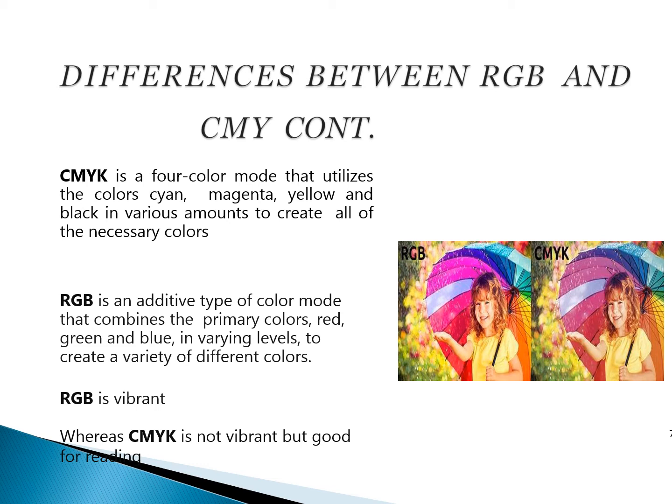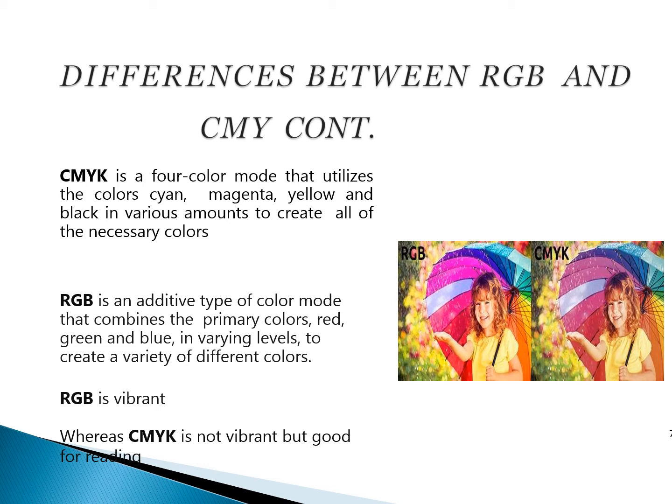So we will see some of the differences. CMYK is a 4-color model. In this mode, we are going to make use of the colors which are cyan, magenta, yellow and black. When we combine these, we are going to get different shades of the colors. RGB is an additive type of color mode.